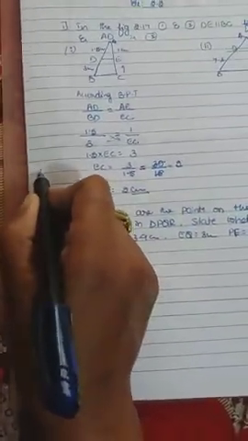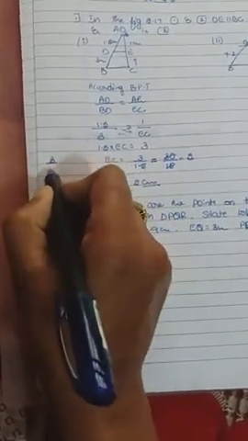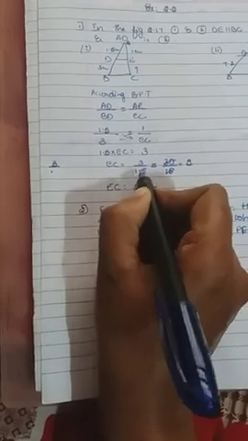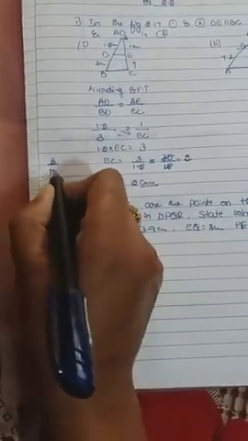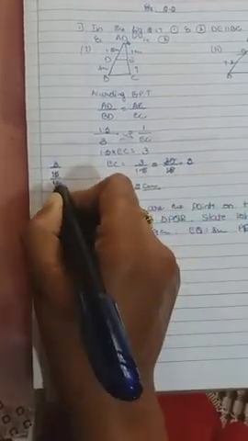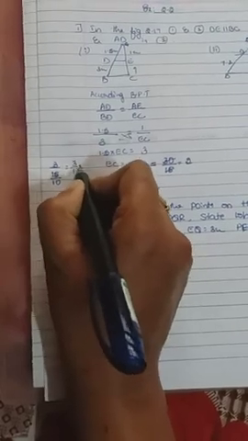Short method: it is 3 divided by 1.5. If you write the 1.5 decimal in fraction form, it is 15 divided by 10. One digit after the point, so 10 is there in the denominator. So 3 divided by 1, always it should be there.